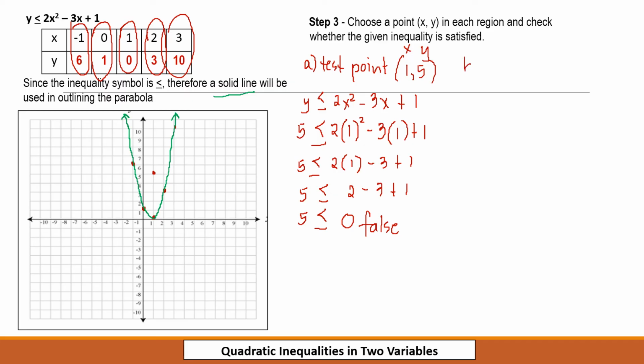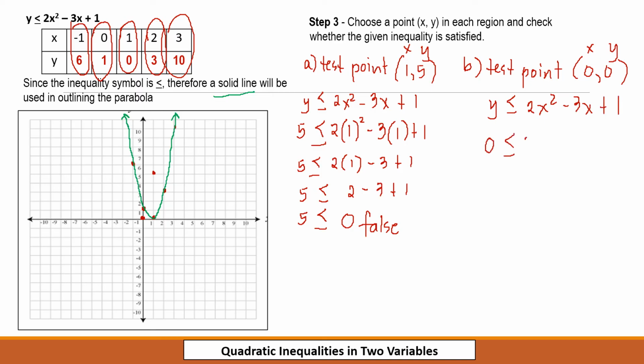Next, let us choose a test point, this time outside the parabola. Any point outside the parabola. Say for example, we have point 0, 0. It is located outside the parabola. So we will substitute 0 for x and 0 also for y in the inequality, y is less than or equal to 2x squared minus 3x plus 1.